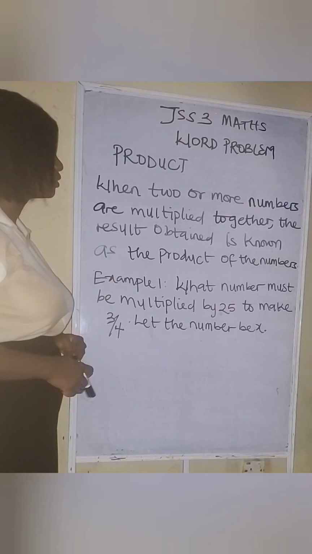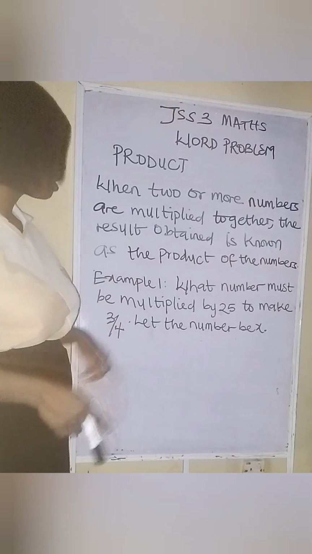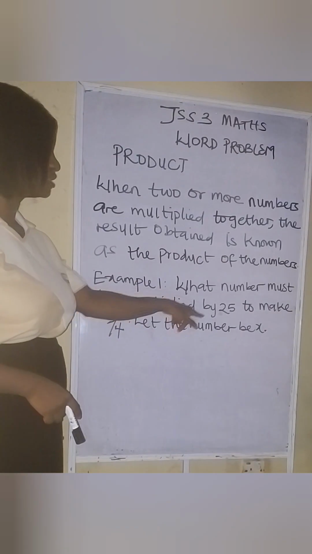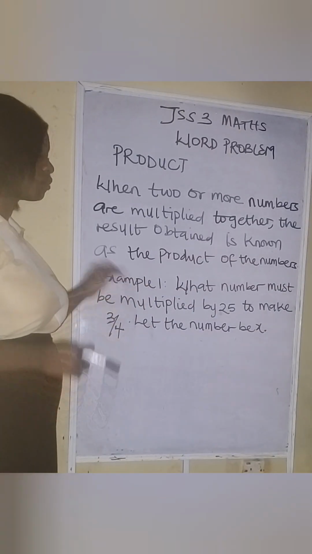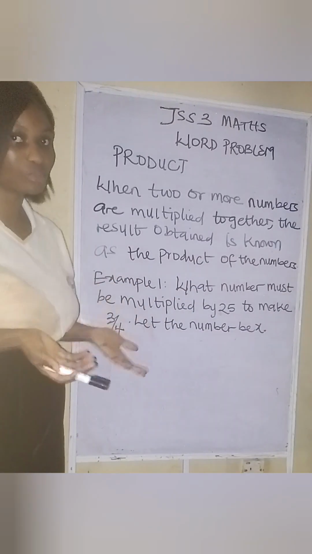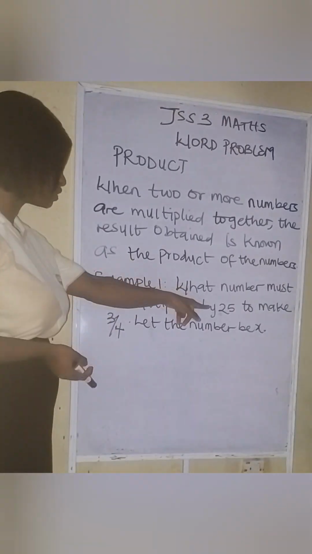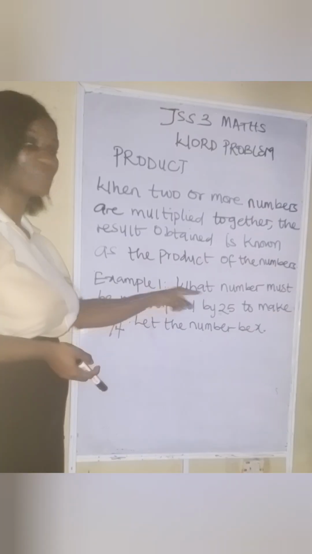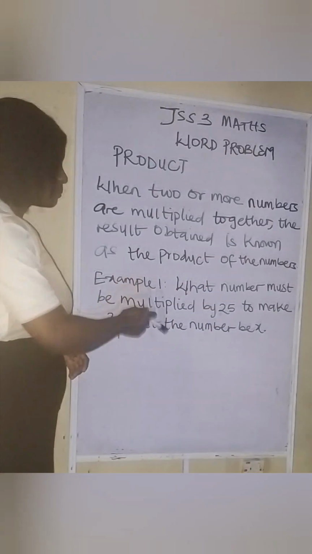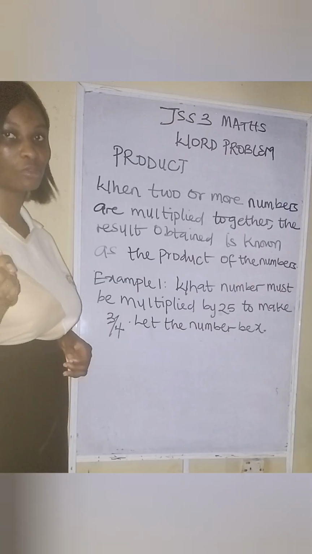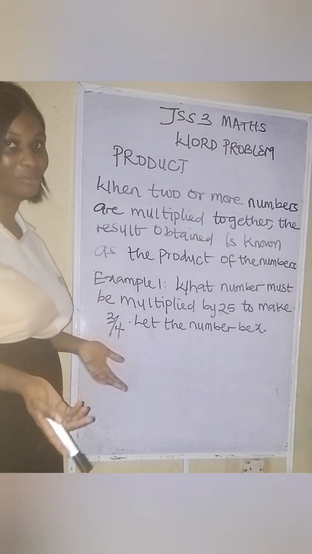What unknown number must be multiplied by 25 to make 3 over 4? What unknown number, which we don't know, when you multiply it by 25, will give us 3 over 4. Let the number be x. So they gave us the unknown number to be x. This time around, they are the one giving it to us, so we don't need to look for the unknown number.